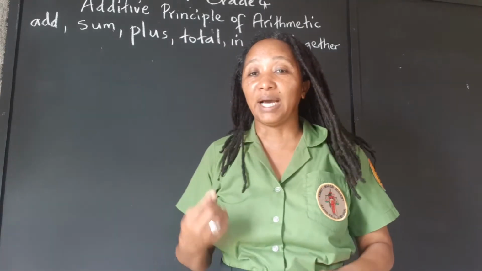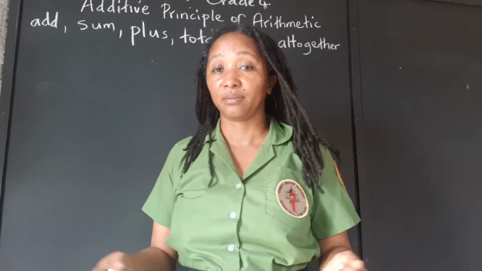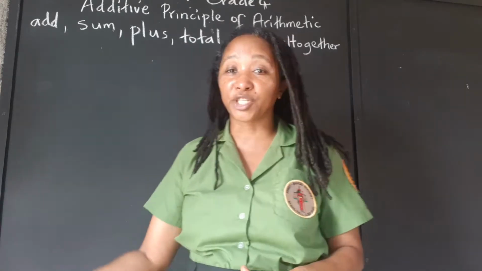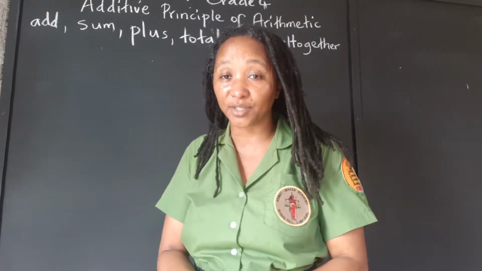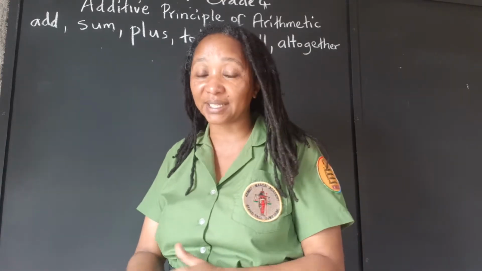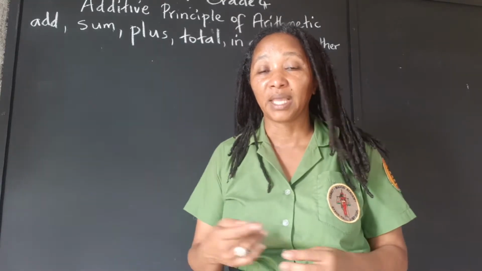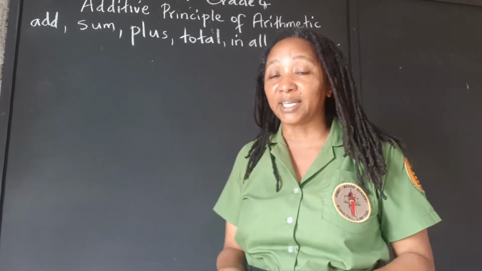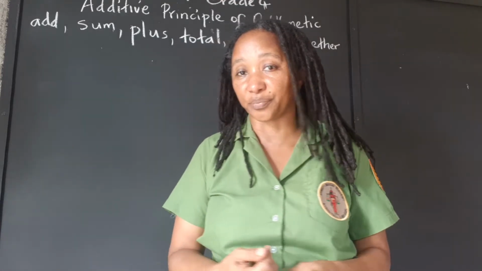So that gives us the idea that we're supposed to combine, add them up. So 3 children went into the classroom, then 6 more went into the classroom, then the teacher went into the classroom. How many persons were there in all in the classroom? That tells us to add all the children and the teacher.